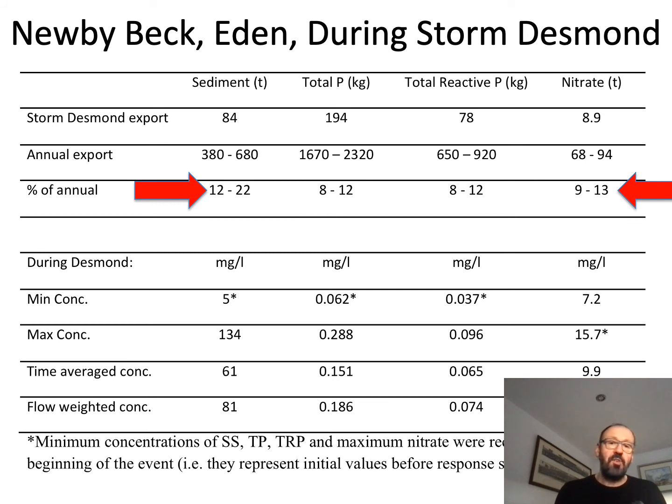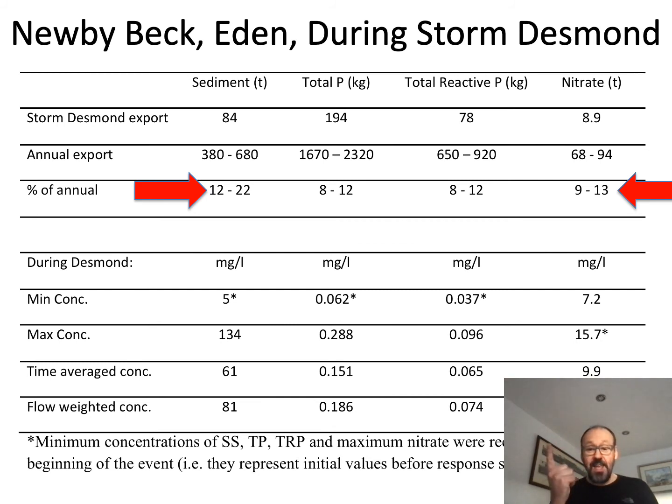But let's just focus on this: a percentage of the total normal annual in one storm in one day, during Storm Desmond. And we actually estimated between 12 and 22% of a normal annual came out in one storm. 8 to 12% of total P in one storm, the same for total reactive P, and pretty much the same for nitrate. So, wow, just think about that.